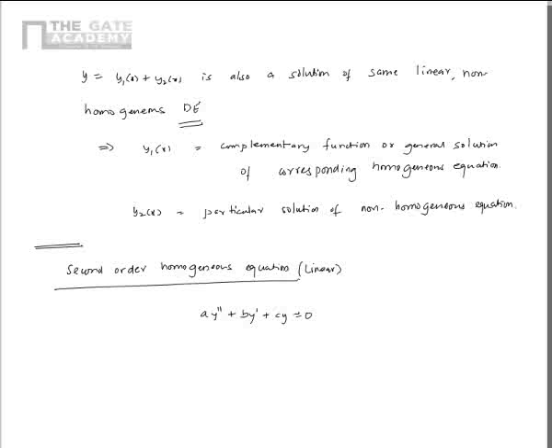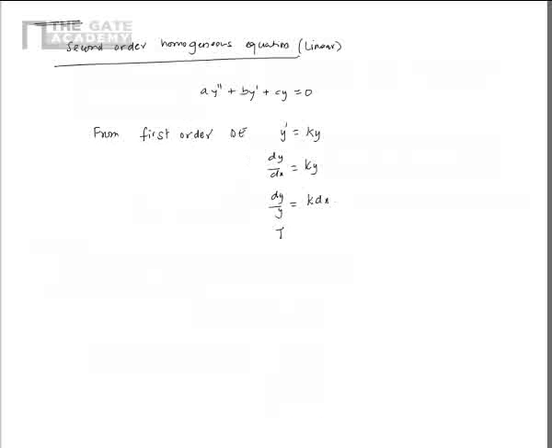Now what is the solution for this? Well, let us think like this. From the first order differential equation, we know that if we just integrate dy/dx equal to ky, by the variable separation method, you get the solution y equal to c e^(kt), where c is some constant. So this is for a first order.